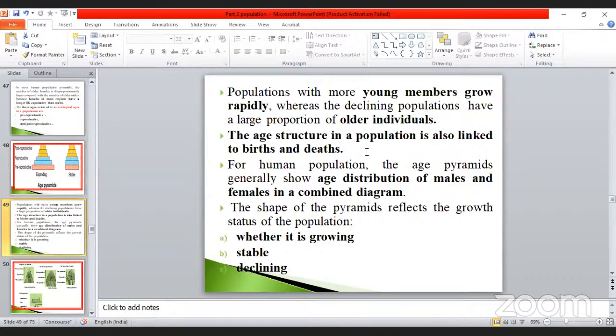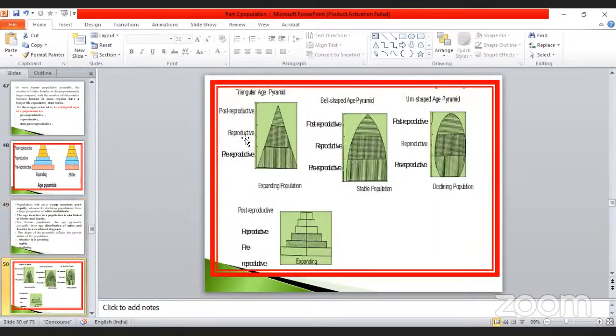See here. For human population, the age pyramid generally shows the age distribution of males and females in a combined diagram. The shape of the pyramids reflects the growth status of the populations, whether it is growing, stable, or declining. Already we saw that. See here, this is the correct example. The triangle age pyramid, this is called age pyramids. The pyramids are divided into three shapes. See here, triangle age pyramid. This is considered a triangle. Bell-shaped age pyramid. This is considered a bell-shaped age pyramid.